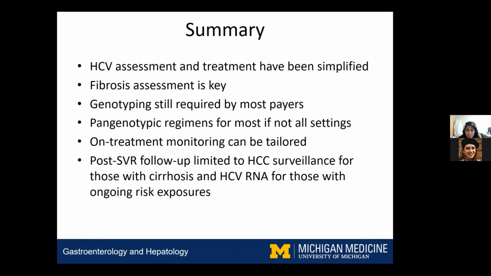Pangenotypic regimens for most, if not all settings. So there are at least 2 really great options that are being used a lot now. And on-treatment monitoring can be tailored, and post-SVR follow-up is limited to liver cancer screening for those with cirrhosis before you start, and Hep C RNA annually, at least for those with ongoing risk exposure.